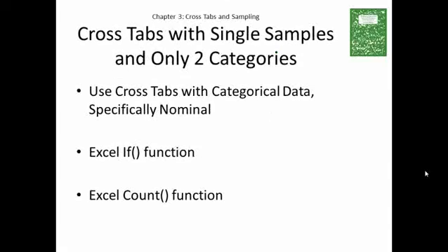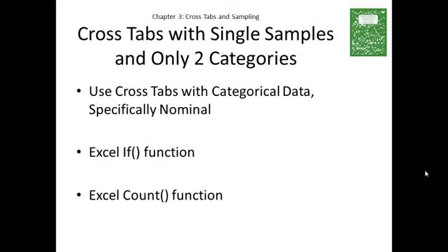To begin this chapter, we'll take a look at crosstabs with single samples and only 2 categories of answers to the questions being posed in the survey. We'll show you how to use crosstabs with categorical data. Specifically, we'll be dealing with nominal data, whereas in the last chapter, Chapter 2, we looked at ratio and interval data and plotted those with frequency plots and histograms.